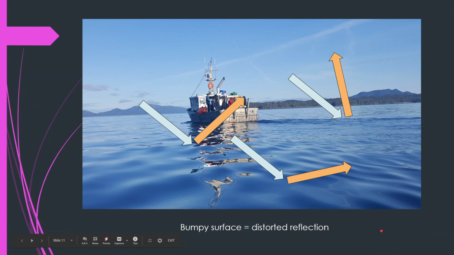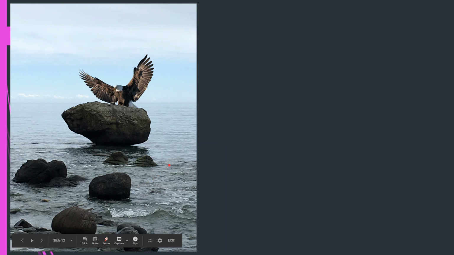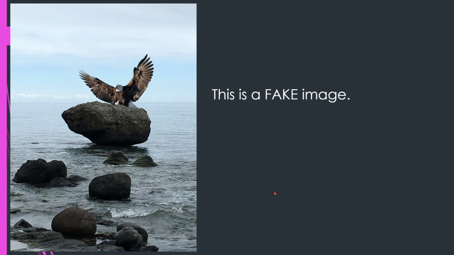All right, and then I have one more cool picture to show you. Look at this majestic eagle. I can't believe that I got such a good picture of this eagle on Balance Rock. You're right, it is unbelievable because this is a fake image. Did I get you? Maybe.